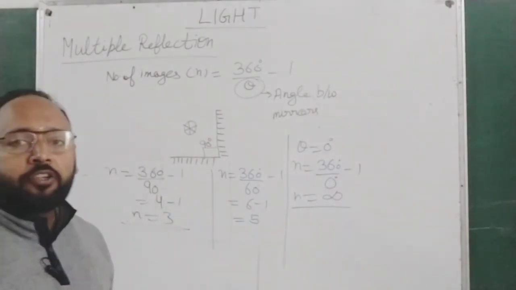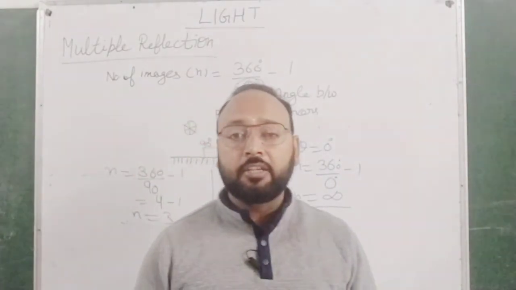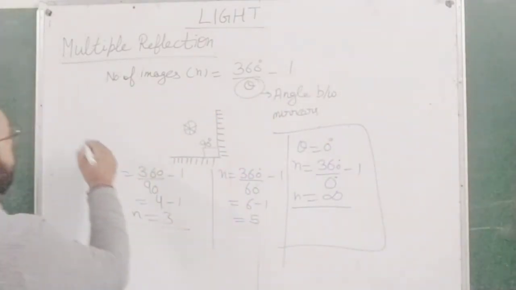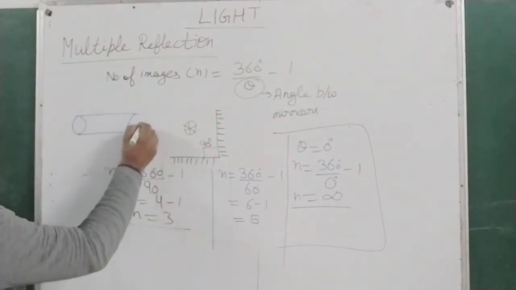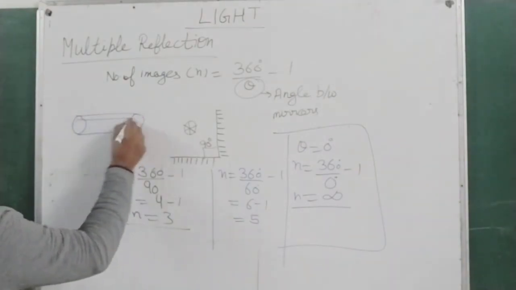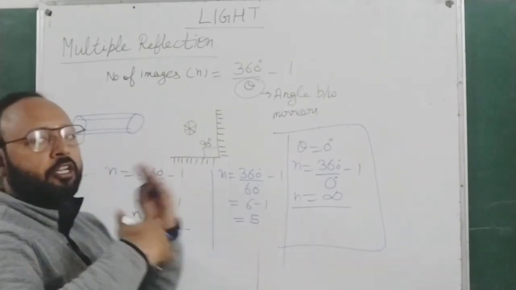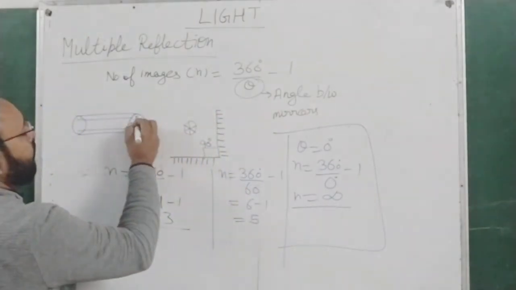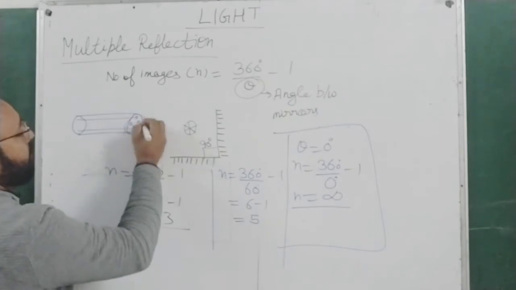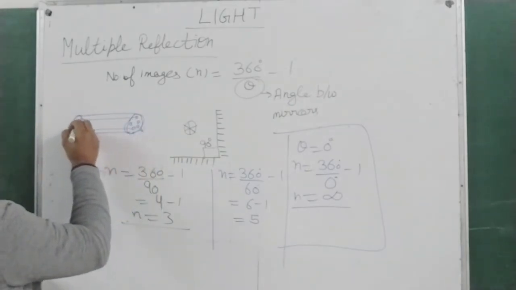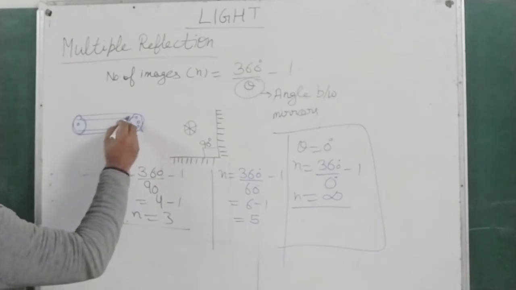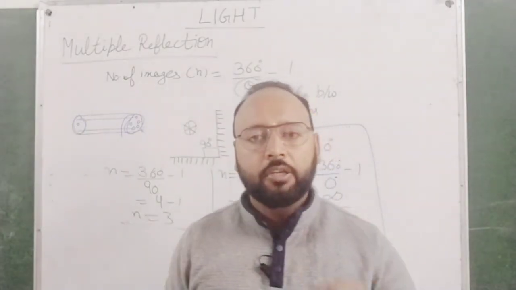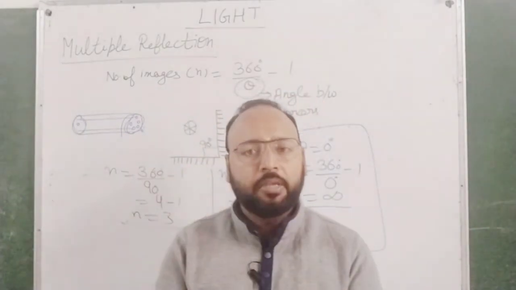This multiple reflection is used in a device known as the kaleidoscope. A kaleidoscope is like this, open at one side. Mirrors are fixed here, because multiple reflection happens when there are a number of mirrors. Here you can put a transparent sheet, and here a glass with a small hole, and then put a layer on top. When you rotate this, you will get a number of images. Different patterns will be formed.